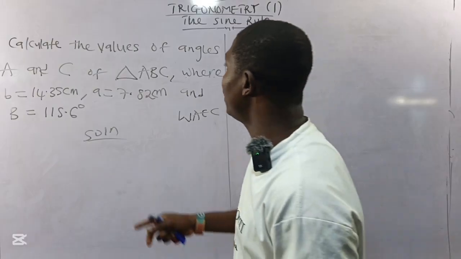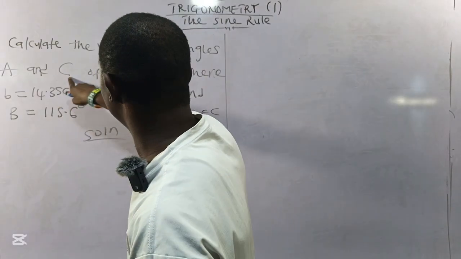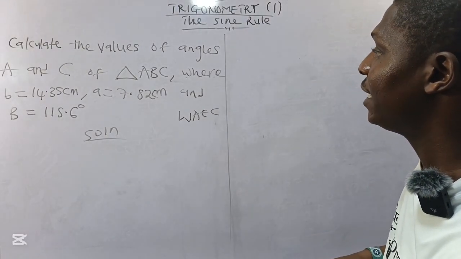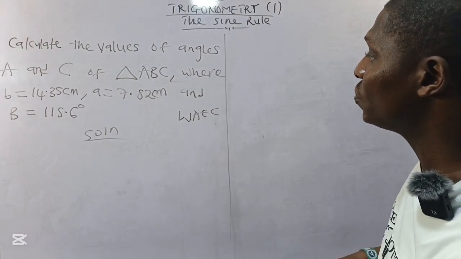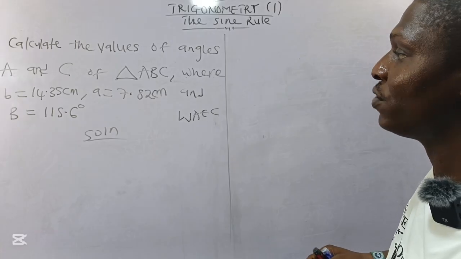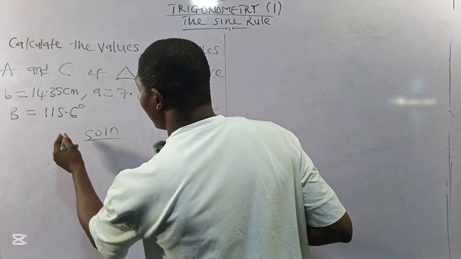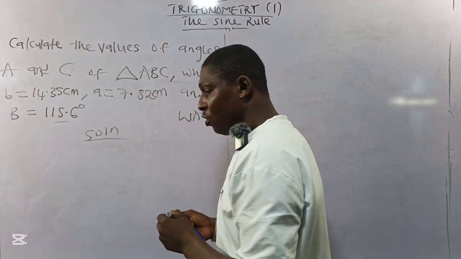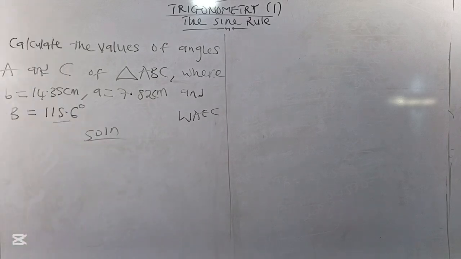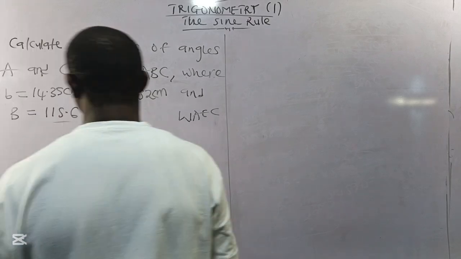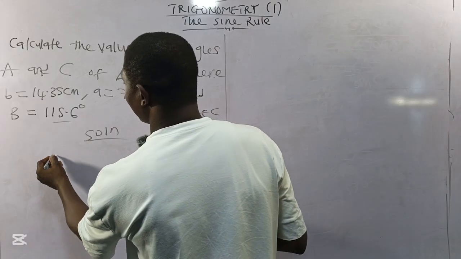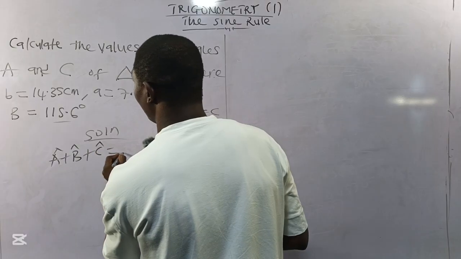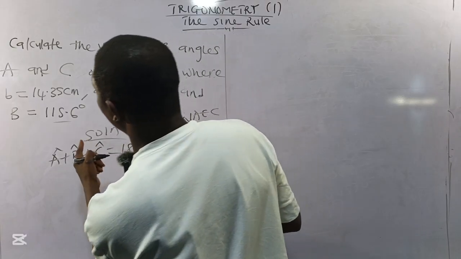So we have to calculate the values of angles A and C of triangle ABC, where b is 14.35 cm, a is 7.82 cm, and angle B is 115.6 degrees. Now, you can see that this is obtuse. So therefore, A and C will be acute angles. Now, to know what A and C will share, I can simply say A plus B plus C will be equal to 180 degrees. And our B was given.